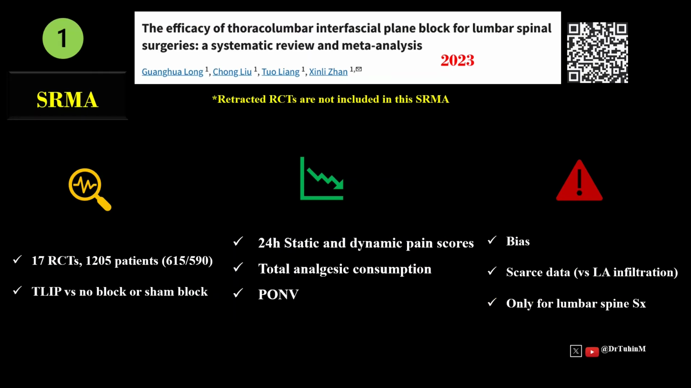Now, this one I have included because this SRMA already excluded all the retracted articles, but there was a lot of bias and scarce data when it was compared with LA infiltration. Mainly we get data on the sham block or no block when it was compared. Another important thing is it can be used only for lumbar spine surgery, maybe one or two levels. We cannot expect more than that because it is a very localized plane block.